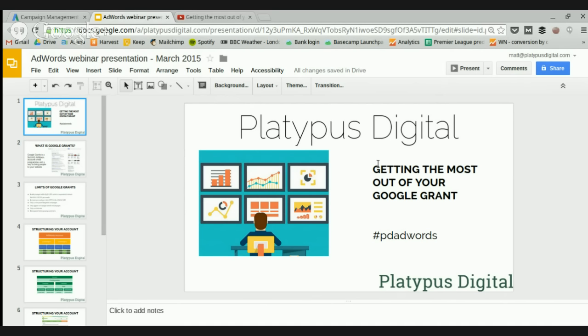This is going to be a brief overview of the Google AdWords platform, how you can get the most out of it as a charity, how you can structure your account, and we'll be doing a few questions at the end. So at Platypus Digital, we deliver training in things like Google AdWords, Google Analytics, things like that.